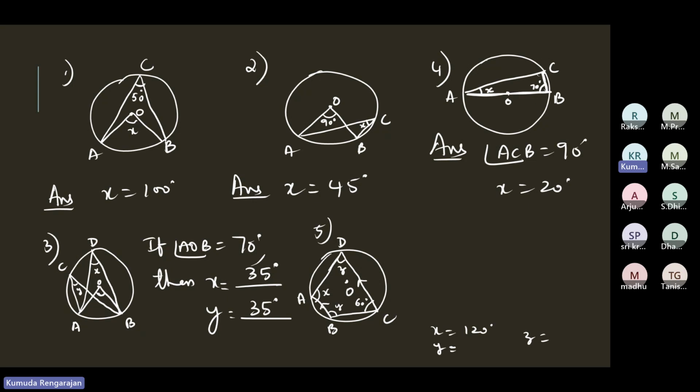So here I've marked parallel lines. See here. Co-interior angles are supplementary. That's how you get it. So because this is 60, Y is 120. And now opposite angles of a cyclic quadrilateral are supplementary. So Z is equal to 60 degrees.